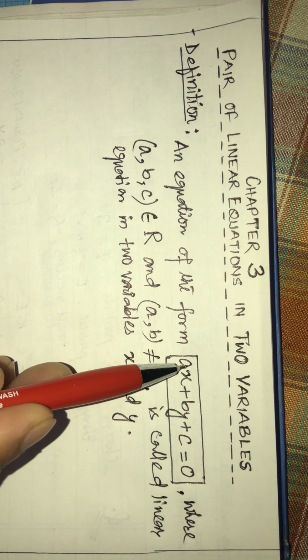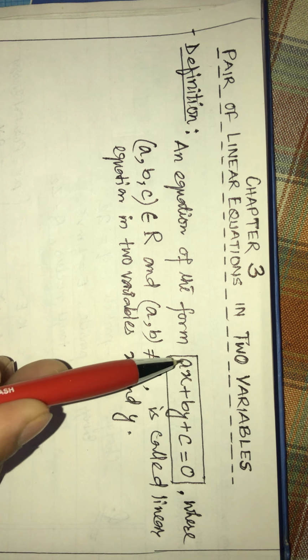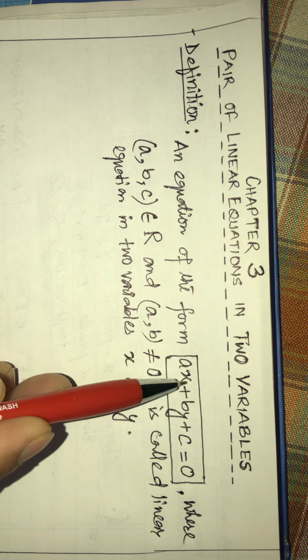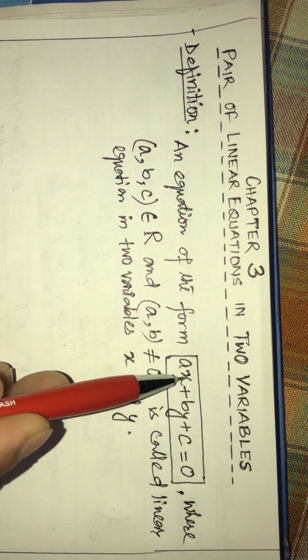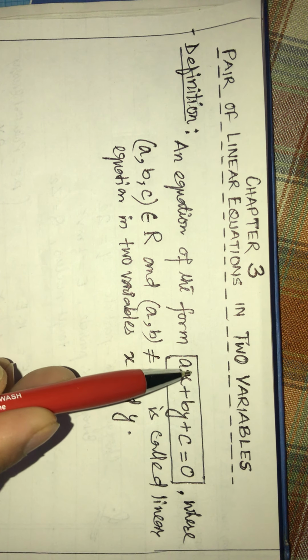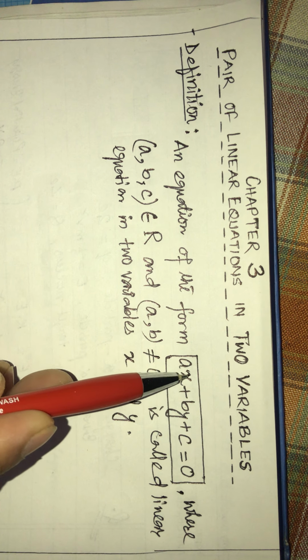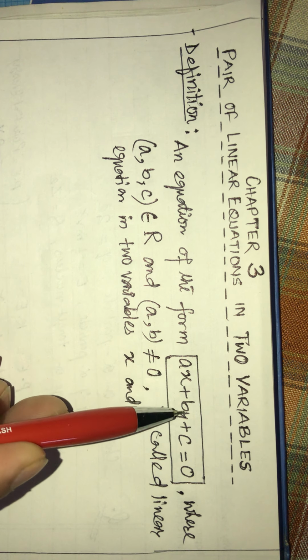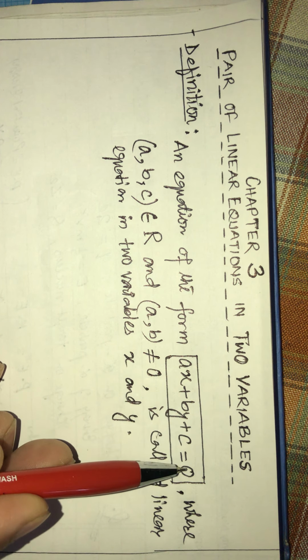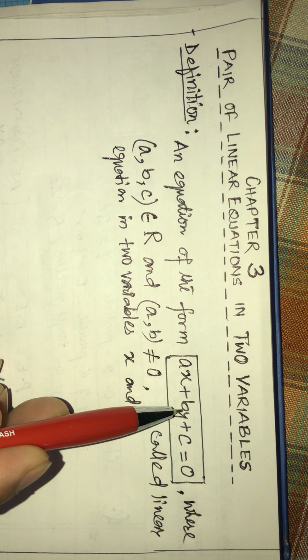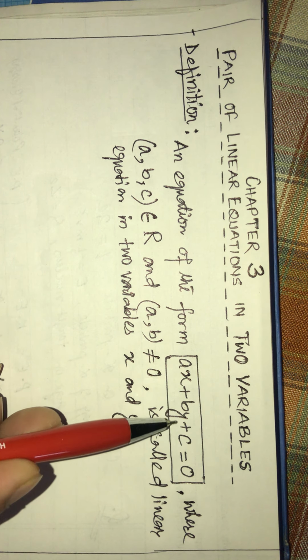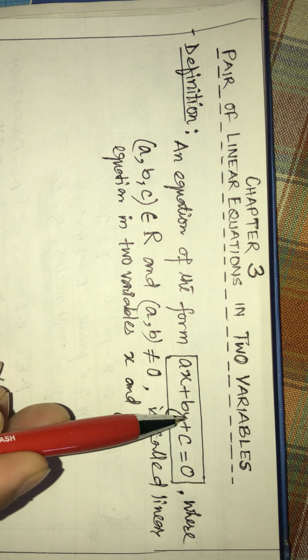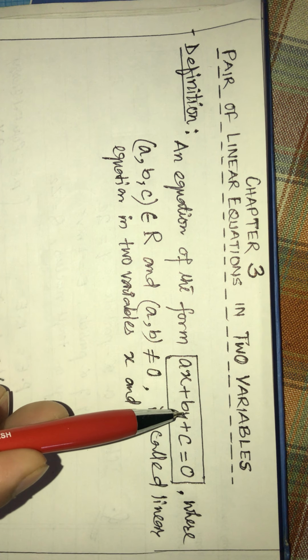So the moment I keep a as 0, this term will be 0, meaning x will vanish here. This part containing x will disappear. Okay, so you will be left with by plus c equal to 0. Now if I have by plus c equal to 0, that means I will have only one variable. So we cannot say two variables.